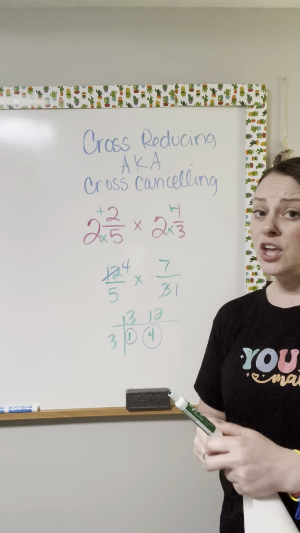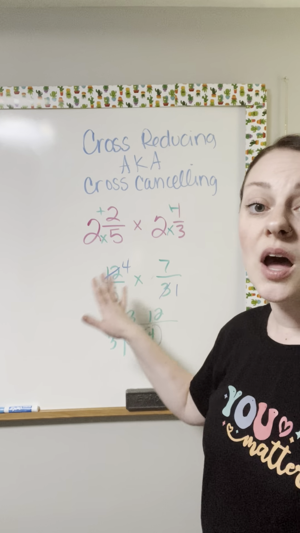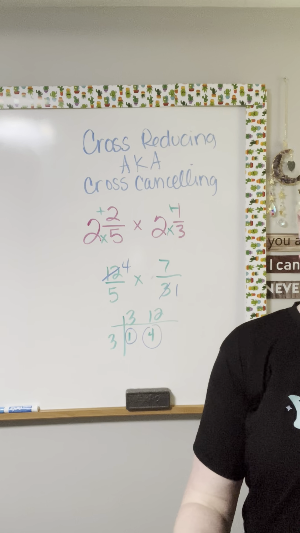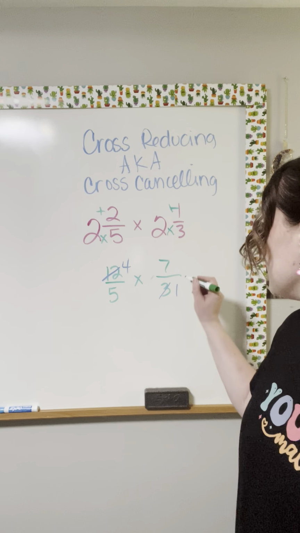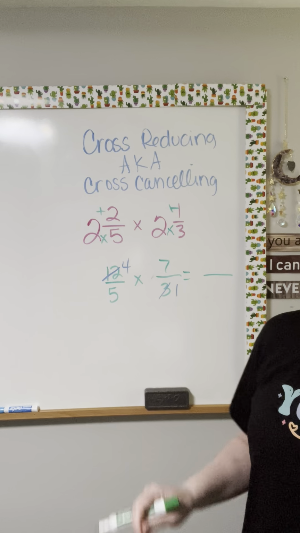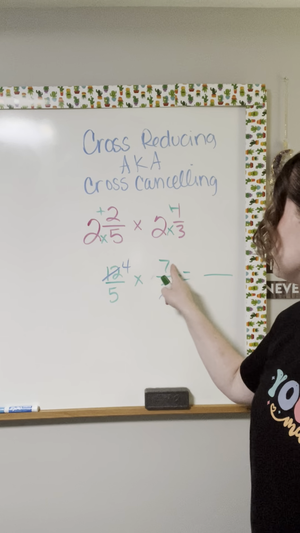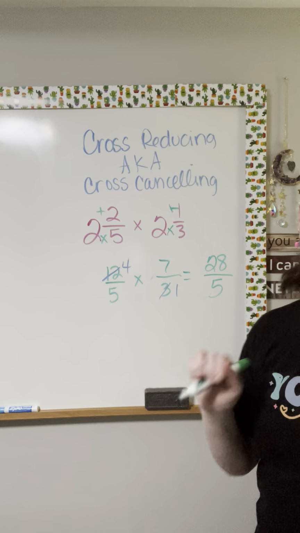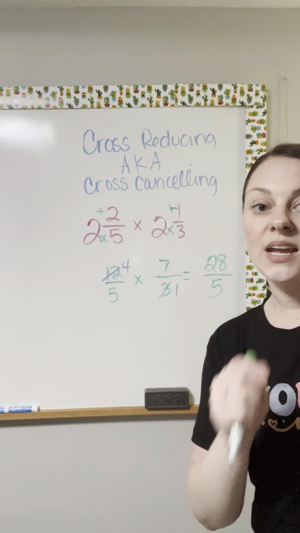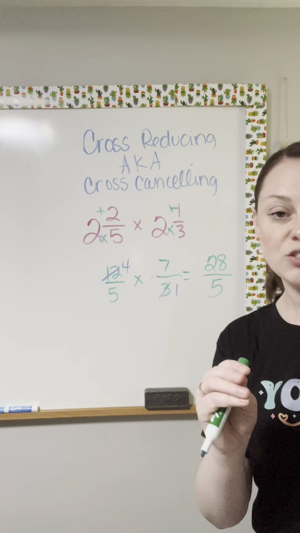Now, if you want to rewrite this with the other numbers, feel free. I'm all about it. It doesn't look that bad to me, so I'm just going to go ahead and multiply across because I'm cool with it. Like, it's fine. 4 times 7 is 28, and 5 times 1 is 5. Now, you cannot leave this answer like this. You cannot leave this answer like this.